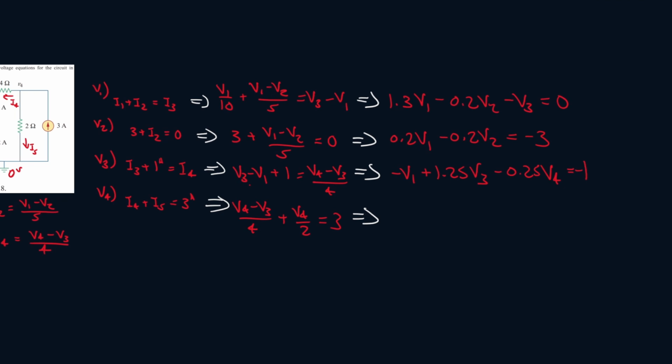And now for the last one, V4 over 4 plus V4 over 2, that's just 0.75 V4. And then minus V3 over 4, that's minus 0.25 V3. And this is equal to 3. Actually, let's swap these two together because it's going to make writing the matrix much easier.